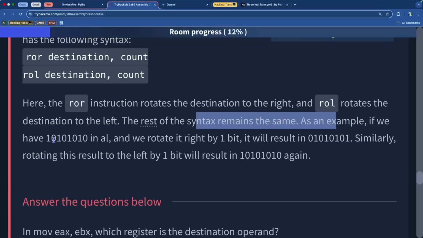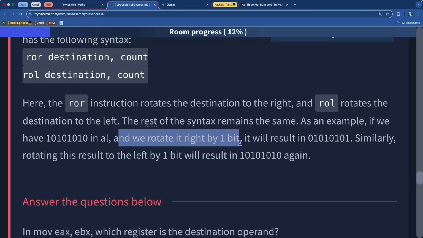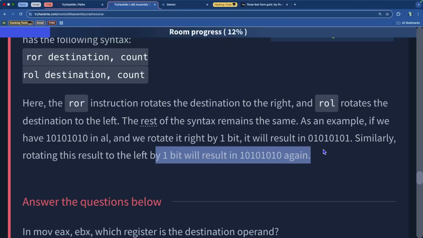As an example, if we have this 10 10 10 10 in AL, we can rotate it right by 1 bit and it will result in 0 1 0 1 0 1 0 1, like that. Similarly, rotating the result to the left will result in 10 10 10 10. So if you take this to the left again, it'll just result in 10 10 10 10, right?